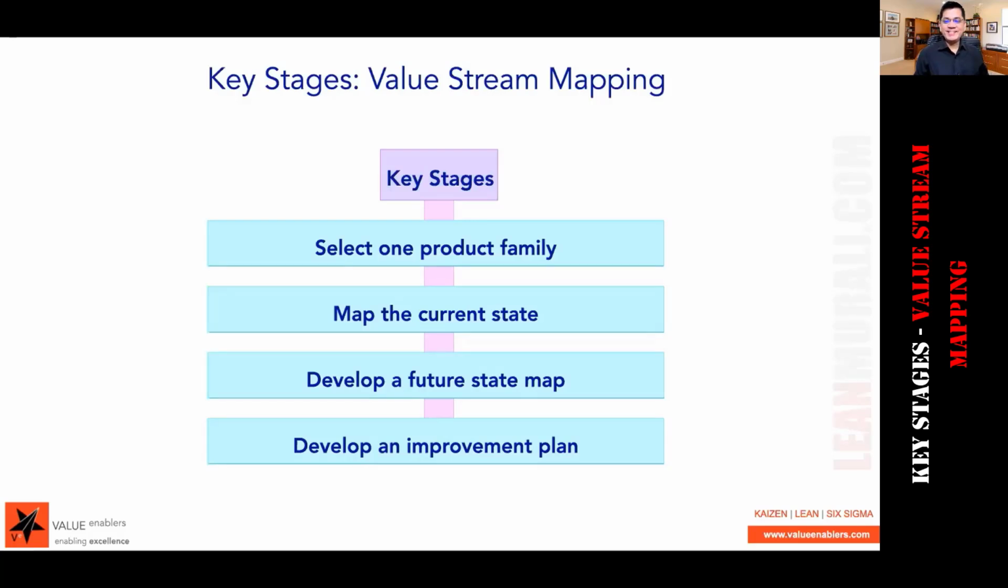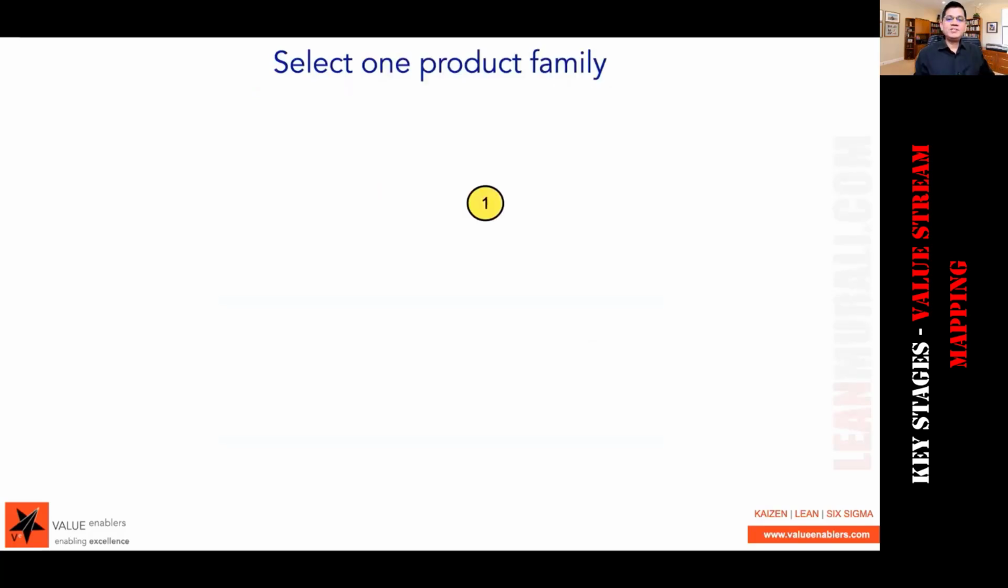Right? If these stages are simple, type simple in the comment box. Select one product family, map the current state, map the future state, and develop the improvement plan. Okay, all simple? Excellent. Let's go through in detail on the simplest version of it. So select one product family. That's the first thing.